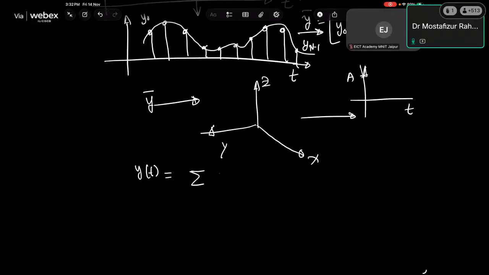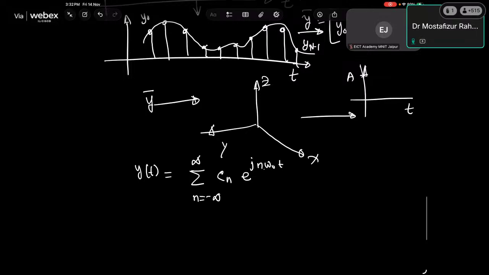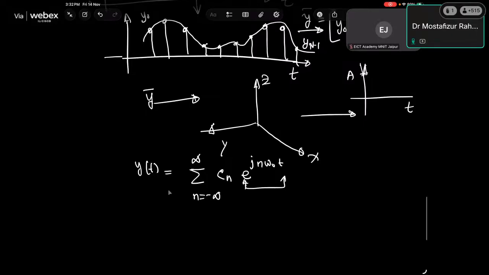Then this is a sum of some Cn e to the power Jn omega naught t, right? And this is n equals minus infinity to infinity. If that is the case, this is just a linear combination of the trigonometric basis sets, right? And this is exactly what is called the Fourier series representation, right?